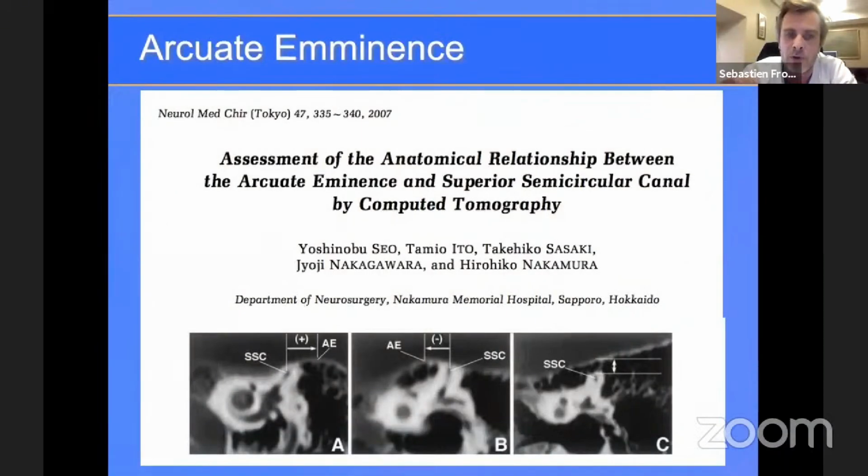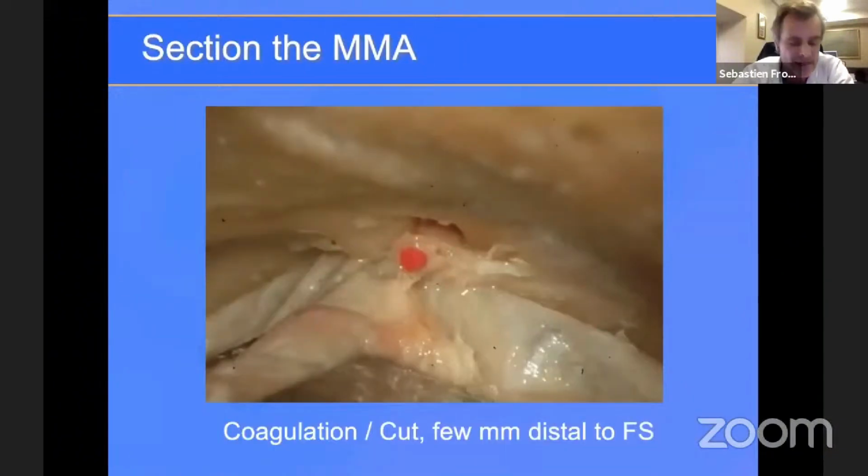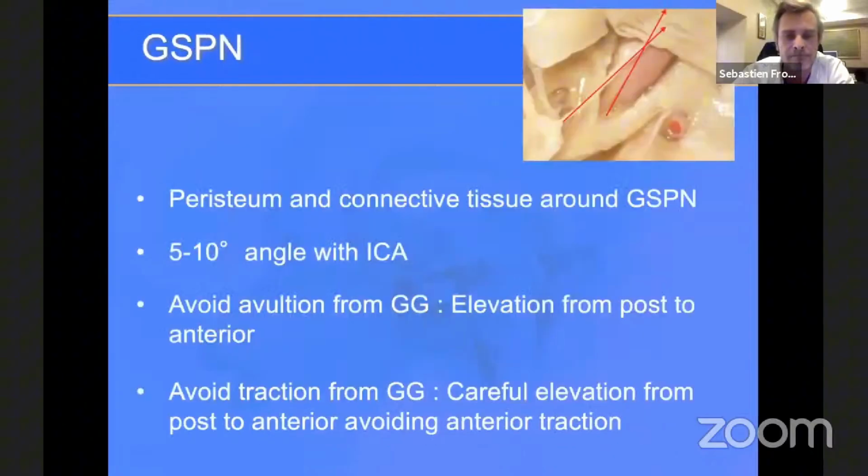It's important to be aware that the arcuate eminence does not always correspond to the superior semicircular canal below it. This can be envisioned and prepared by looking at the CT scan. Section of the middle meningeal: you coagulate and cut. I usually leave a few millimeters of middle meningeal, and then you find the GSPN.